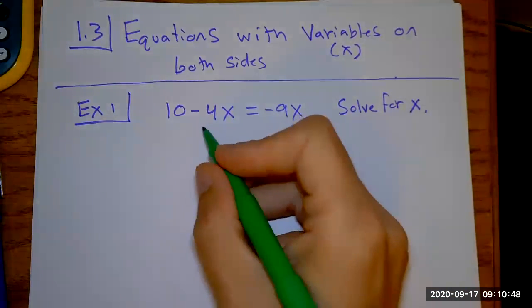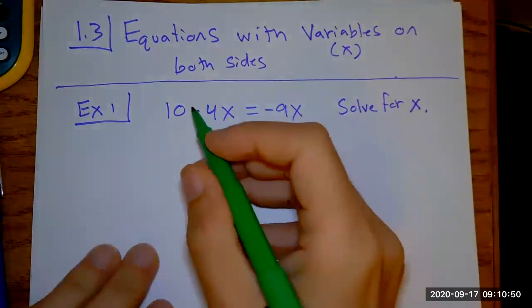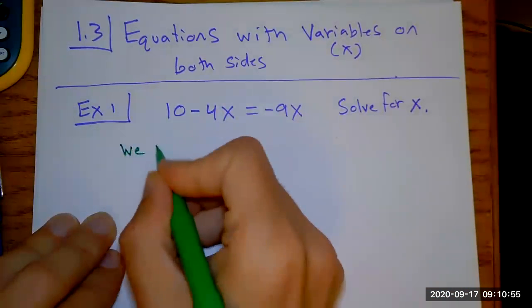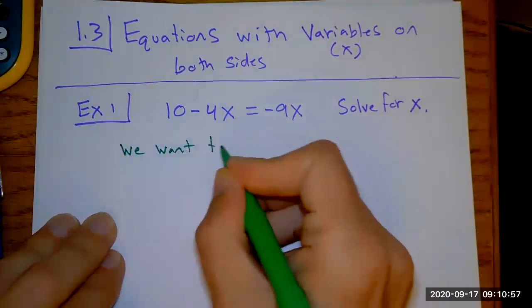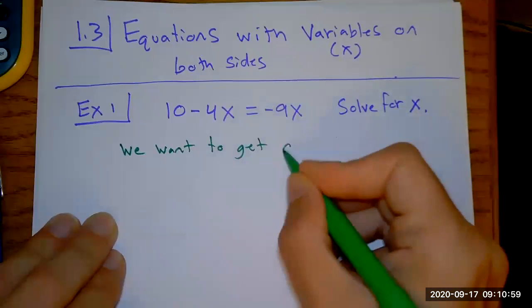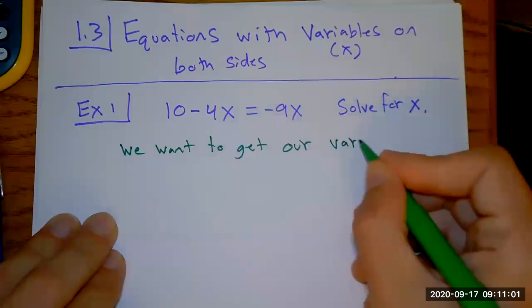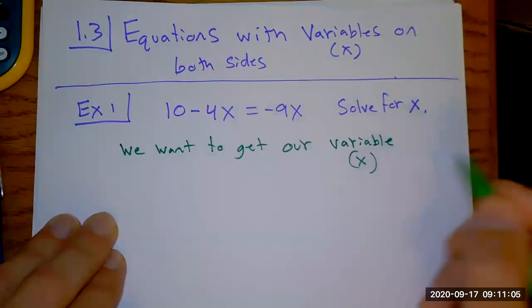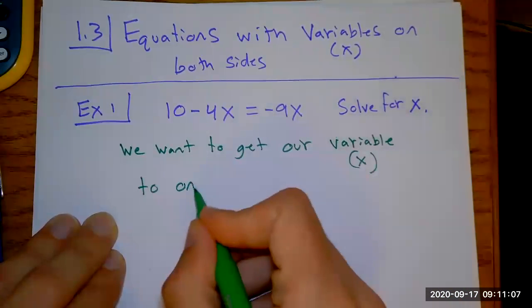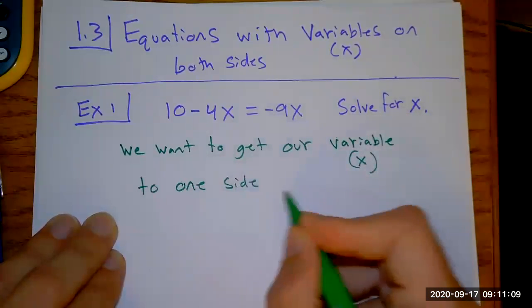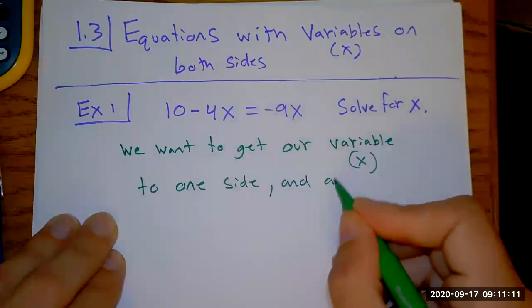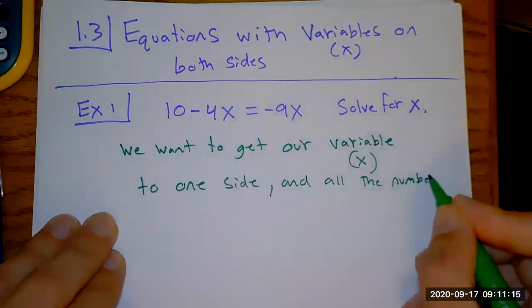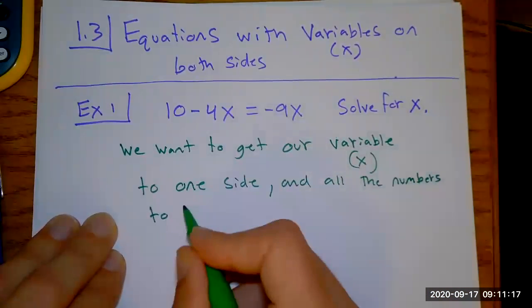So to do this, what we're going to do is we want to get the x's to one side and all the numbers to the other side.